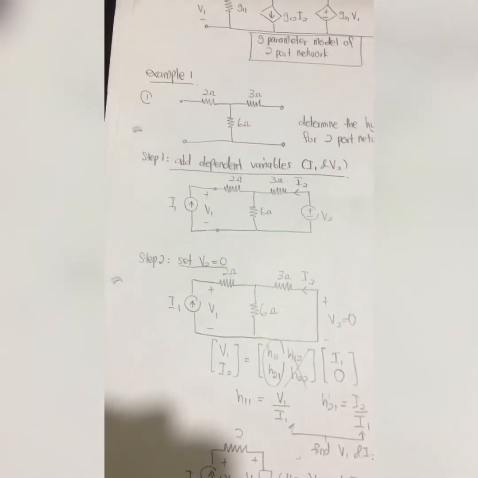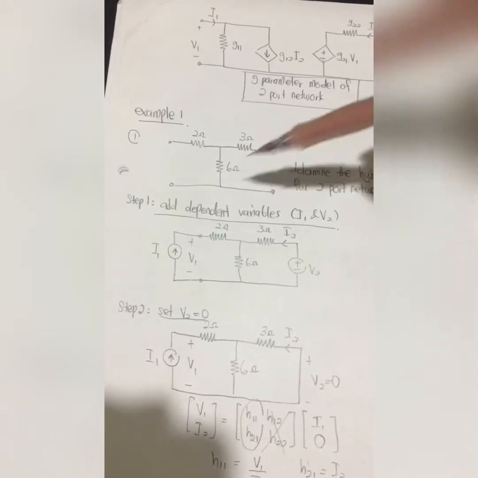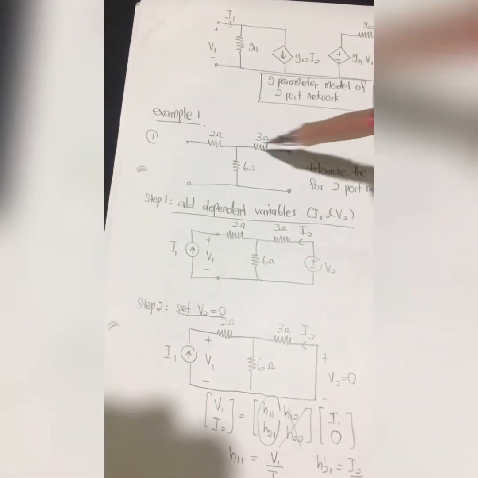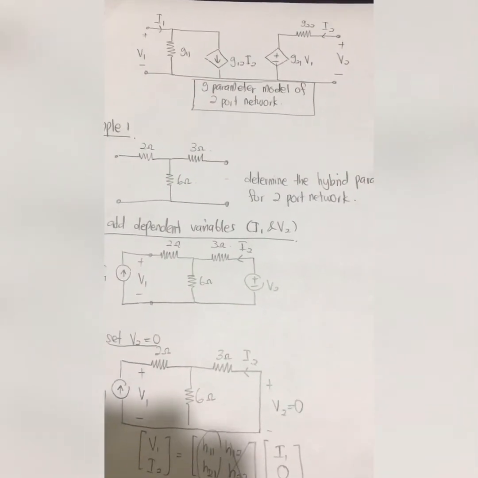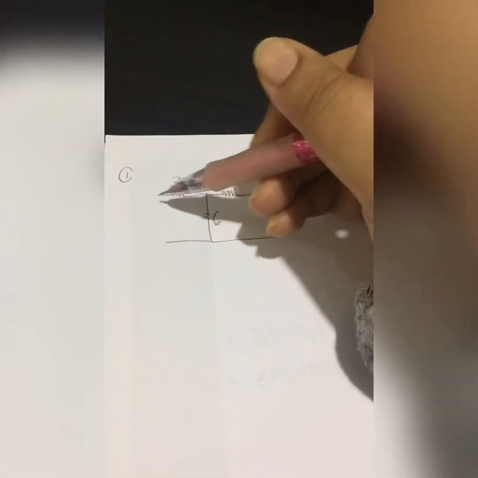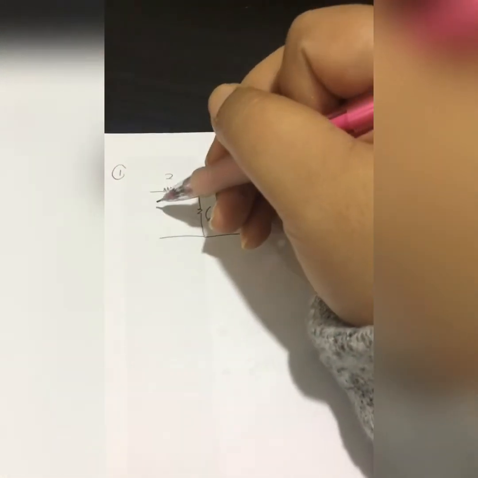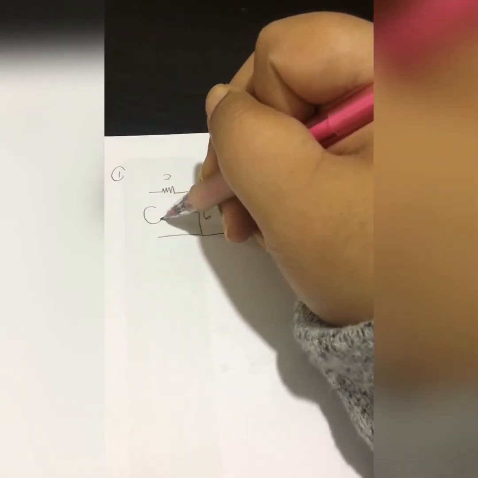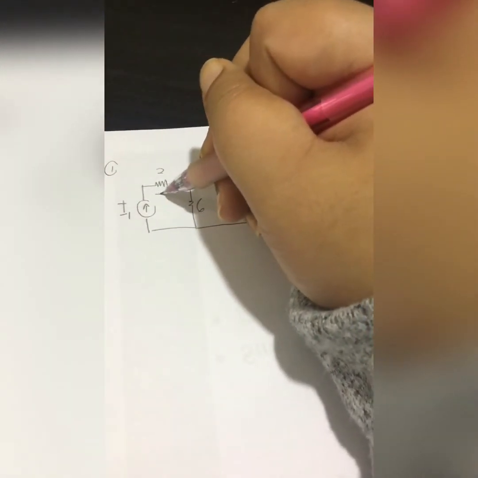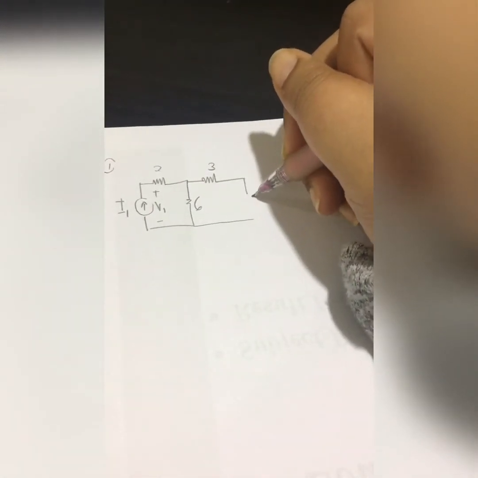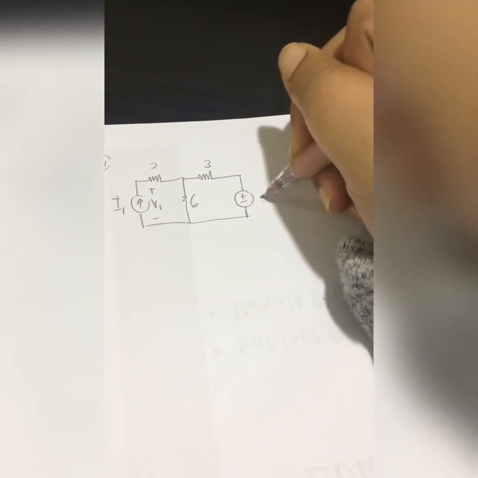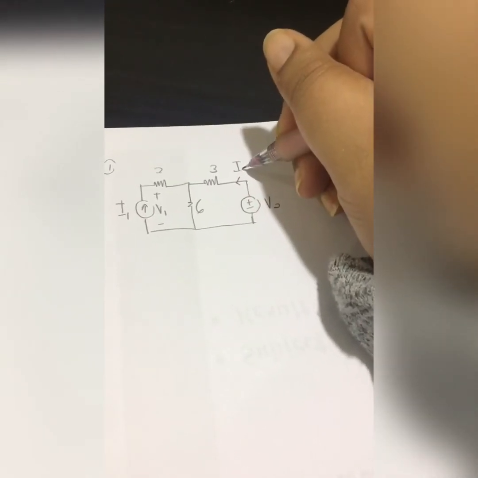Moving forward to the first example, where the given problem is as illustrated here, we need to determine the hybrid parameter for this two-port network. For this side, the dependent variable should be current, so we label it as I1, and we need to obtain V1 here. For this side will be voltage V2, and we need to obtain the current at this branch, which is I2.